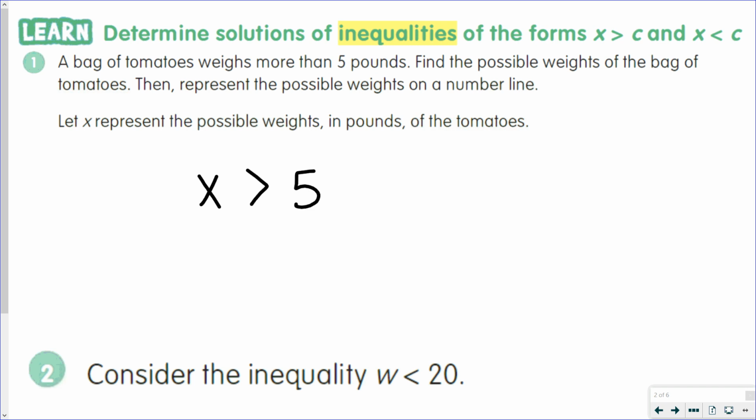So we want to represent the possible weights on a number line. For this particular number line, we start by drawing a line. And we're going to put 5 on that number line because that's the only number we know. You can put extra numbers on the number line if you so choose, but at a minimum, you have to have the number 5 on your number line. Then we put an open circle above the 5. And to show that the possible values are greater than 5, from that circle, we draw an arrow out to the right, because any number that falls to the right of 5 would be a possible solution to this inequality.